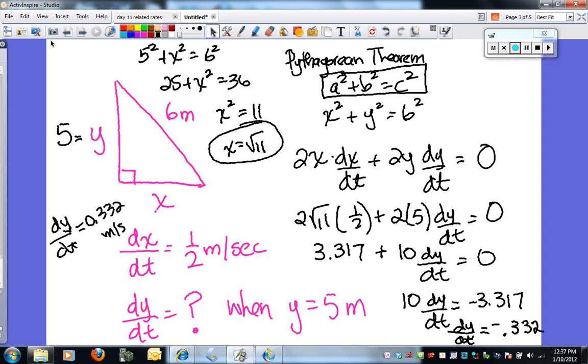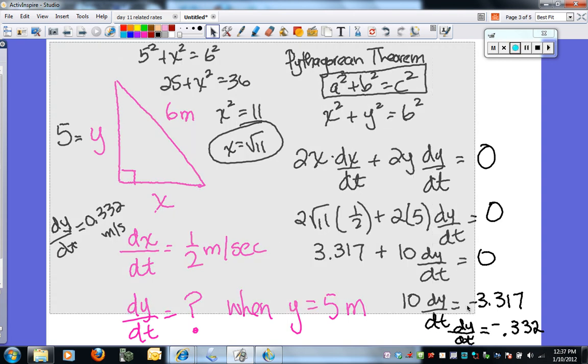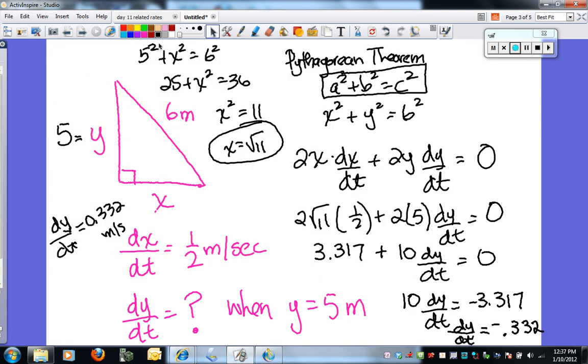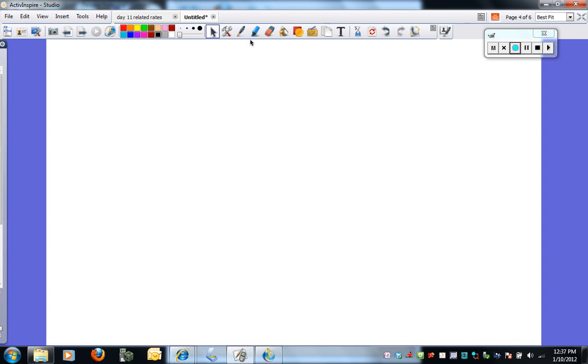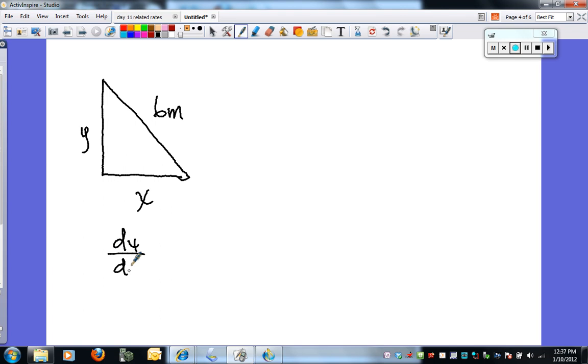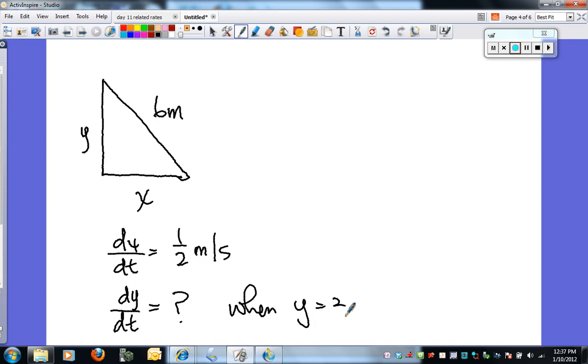we are going to use, so I'll just put a new slide in. Alright, so we're going to have the same triangle, same idea, 6 meter ladder. We have x and we have y. Our dx/dt hasn't changed. It's still 1/2 meter per second. But this time we're going to find dy/dt when y is equal to 3. So pause it here and try it.